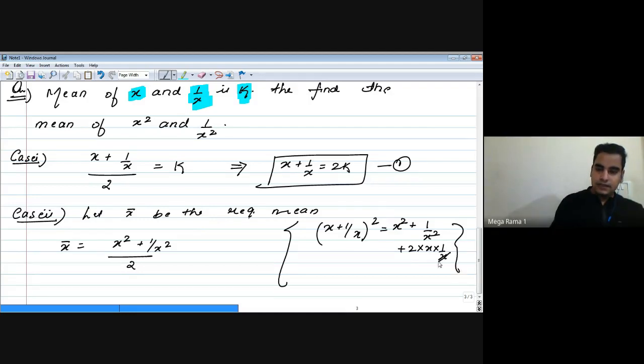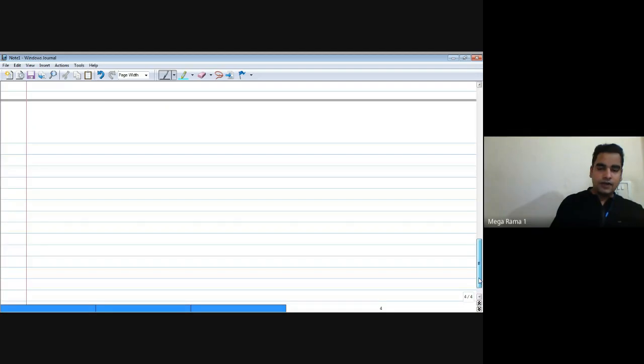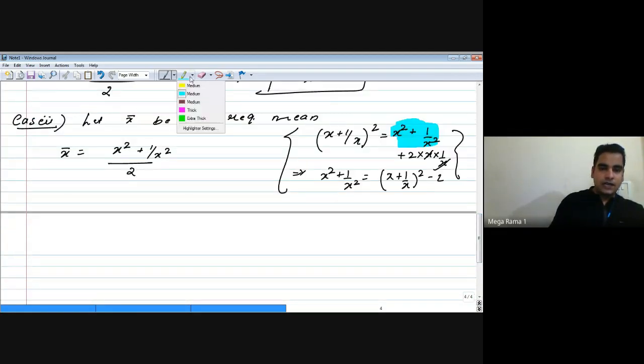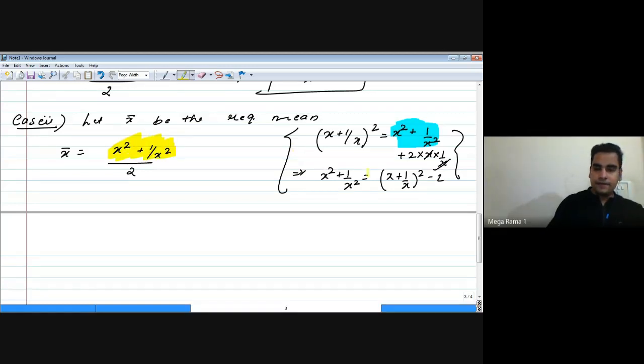Okay. This x and this x will cancel out. So this x square plus 1 upon x square can be written as x plus 1 upon x whole square minus 2. Is it clear? Is it clear to all? Right? Is it clear to all? Right? So what we can do is we can replace x square plus 1 upon x square by x plus 1 upon x whole square minus 2.